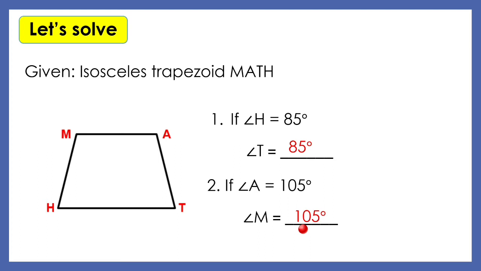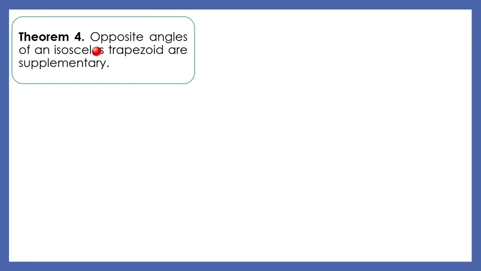Let us now proceed to the second theorem on isosceles trapezoid. The second theorem states that opposite angles of an isosceles trapezoid are supplementary. Ano ibig sabihin ng supplementary? Ang supplementary angles ay two angles whose sum is equal to 180 degrees.